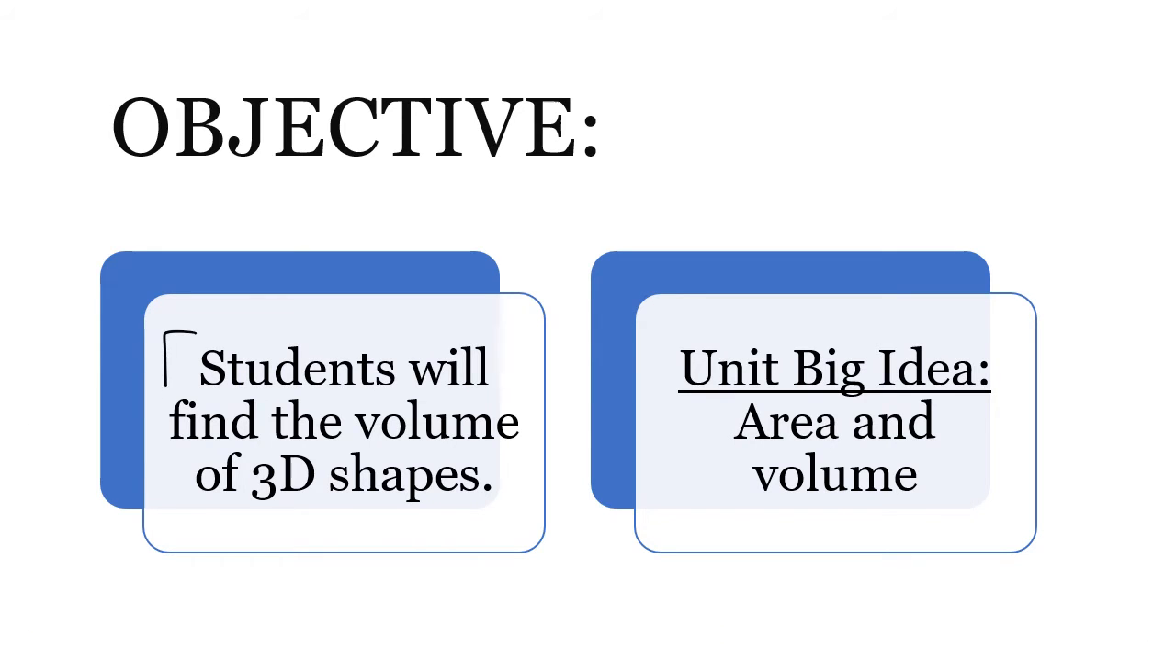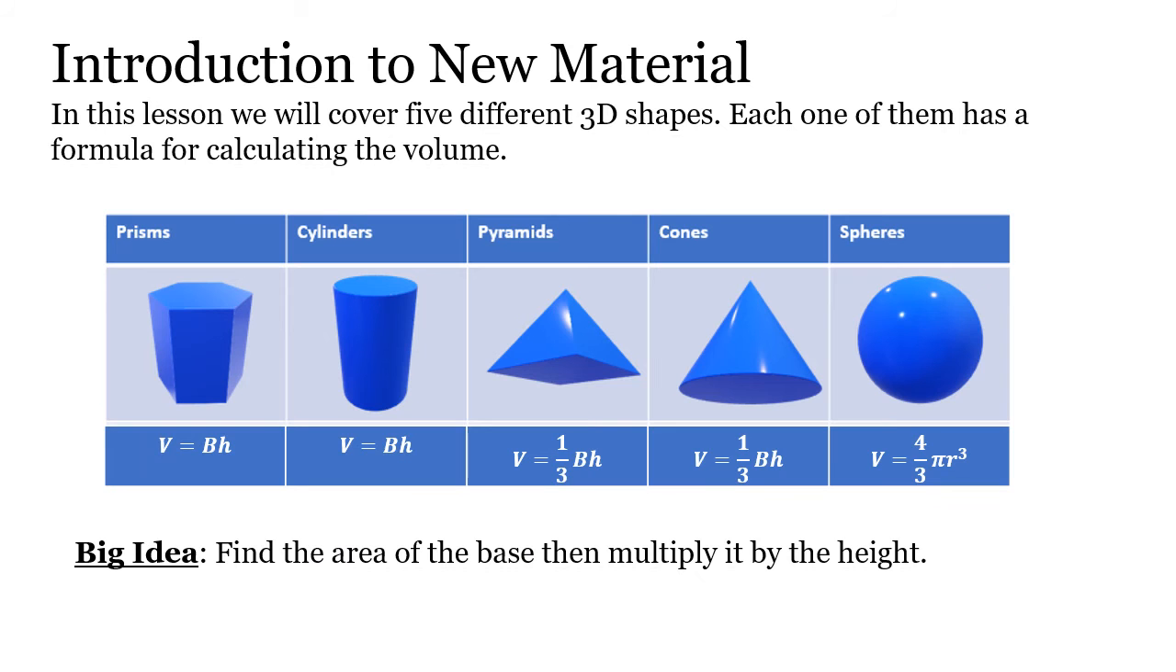Here's the objective. Students will find the volume of 3D shapes. So we're not talking about surface area anymore, we're talking about volume. But our big idea is still area in volume. Here are the 5 shapes that we're going to cover, the same 5 shapes from last time, but now we're talking about volume. And again, each one has its own formula.